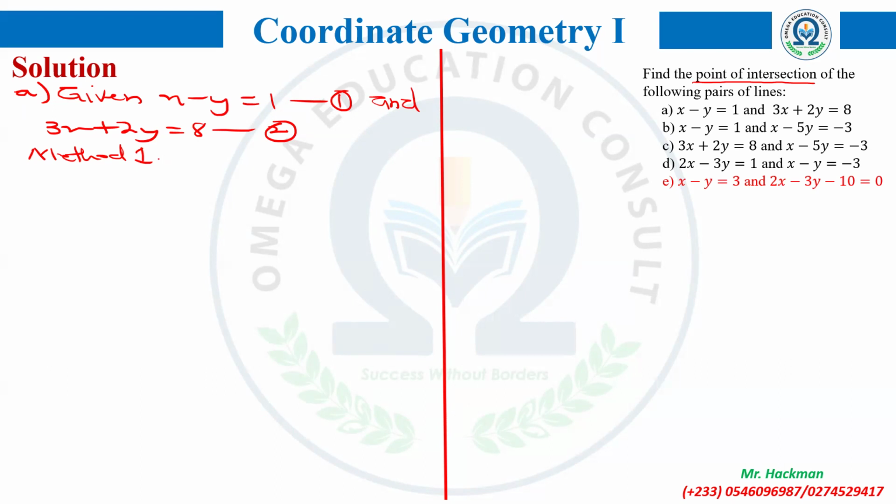Which method will be better? If elimination is the ideal method to go, then the variables should be easily eliminated, meaning the coefficients should be the same, but they are not the same for x, not the same for y. So substitution may be the best way, because if you make x or y the subject, it will not involve a fraction. So from equation 1, I will make x the subject. In that case, I'll write x is equal to 1 plus y. I'll call this one 1a.